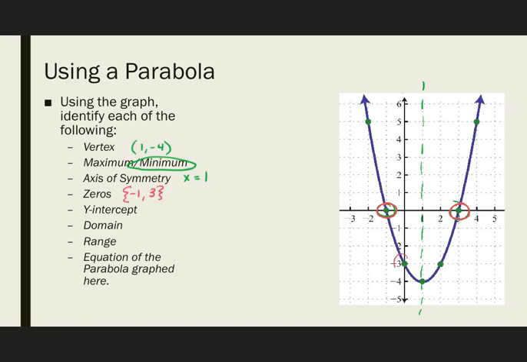Okay. Your y-intercept is where it crosses the y-axis, so it's going to be (0, -3). It's a parabola, so my domain is all real numbers. The range, I'm going to find the smallest y value, which in this case is -4. And then the largest y value, and there's arrows up here, which means it's going to keep going forever. So the range is from -4 to positive infinity.